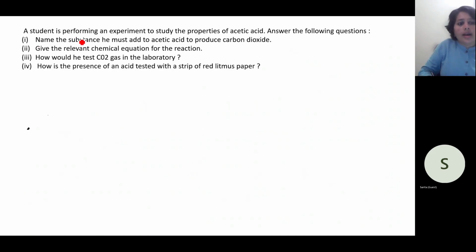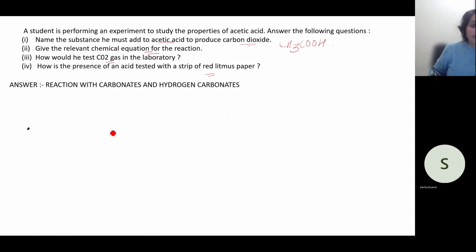Next question. A student is performing an experiment to study the properties of the acetic acid. Answer the following questions. Name the substance he must add to acetic acid to produce carbon dioxide. CH3COOH is the acetic acid. Give the relevant chemical equation for this reaction. How would he test CO2 gas in the laboratory? And how is the presence of an acid tested with strip of red litmus paper? So these all we study under the reaction with carbonates and hydrogen carbonates.